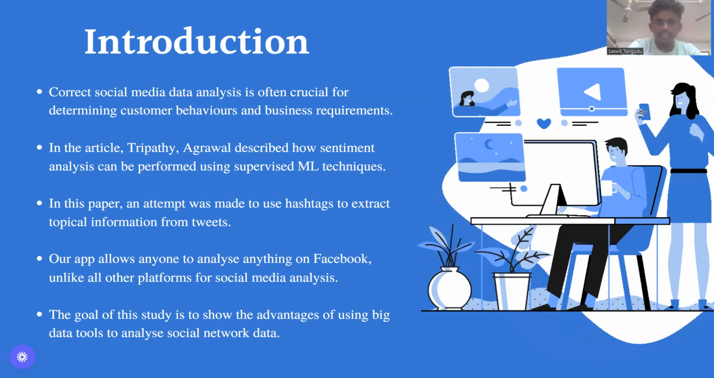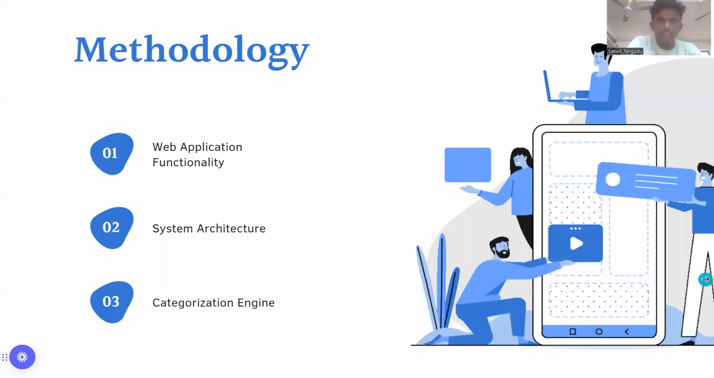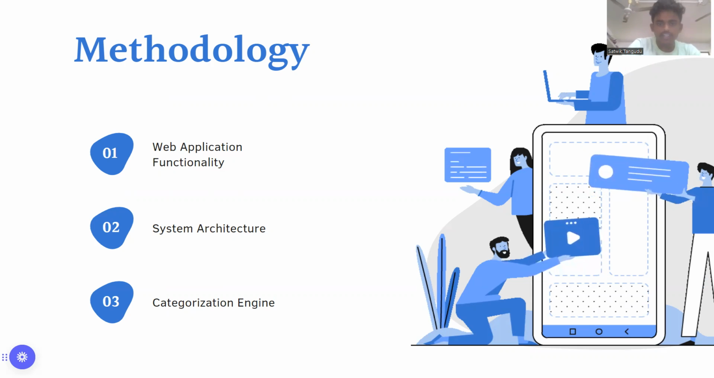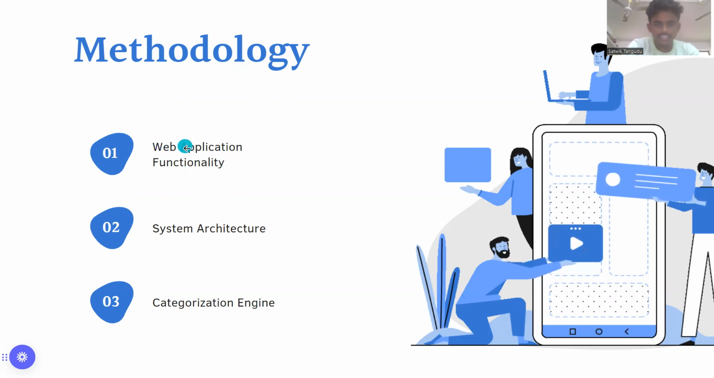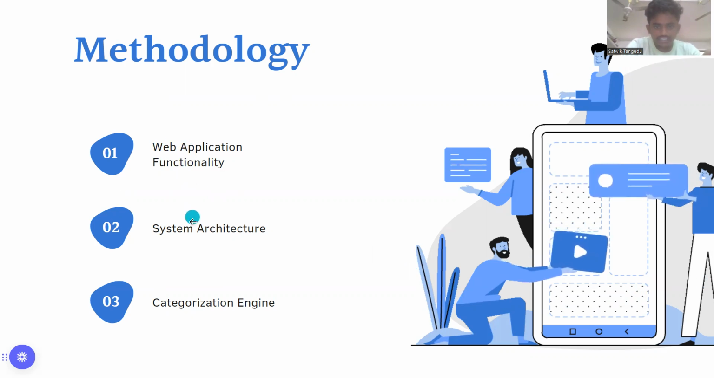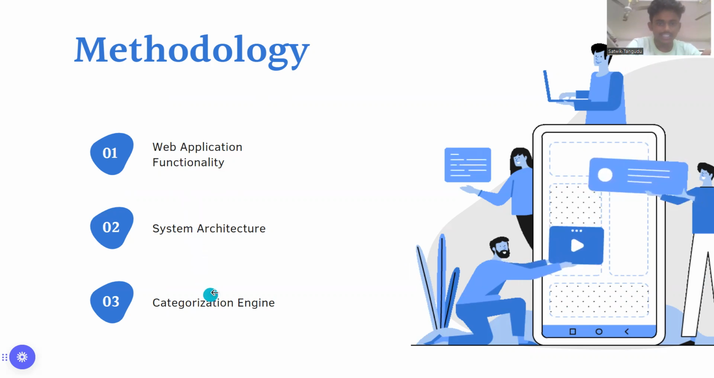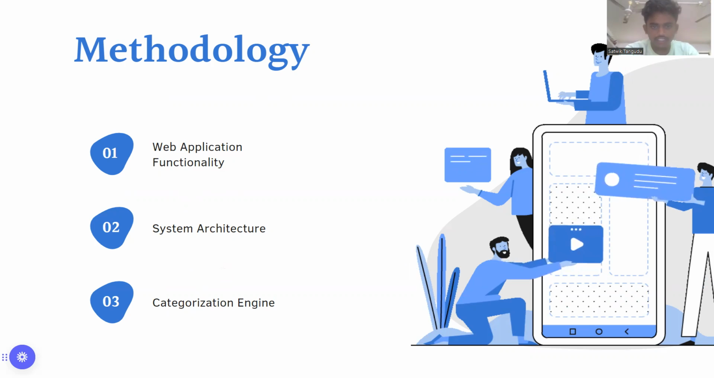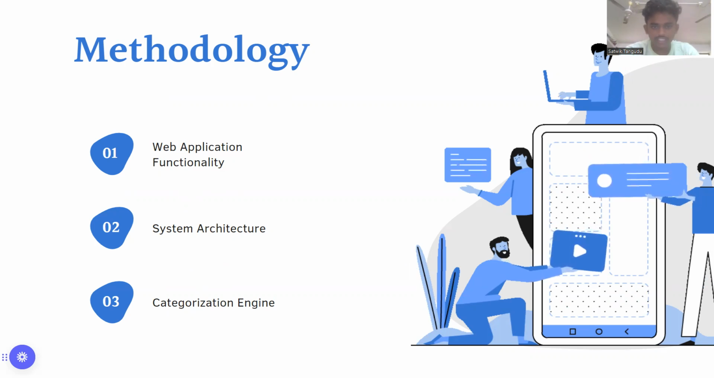Now we can discuss the different methodologies which were used in this paper. In this paper, they have used three methods: web application functionality, system architecture, and categorization engine. We can briefly go through all these methods one by one. First, we can discuss web application functionality.